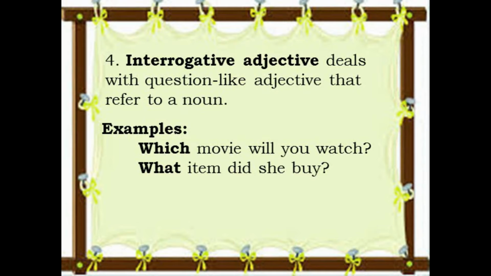Number 4. Interrogative adjective deals with a question, like an adjective that refers to a noun. Examples: Which movie will you watch? What item did she buy? So which and what are examples of interrogative adjectives.